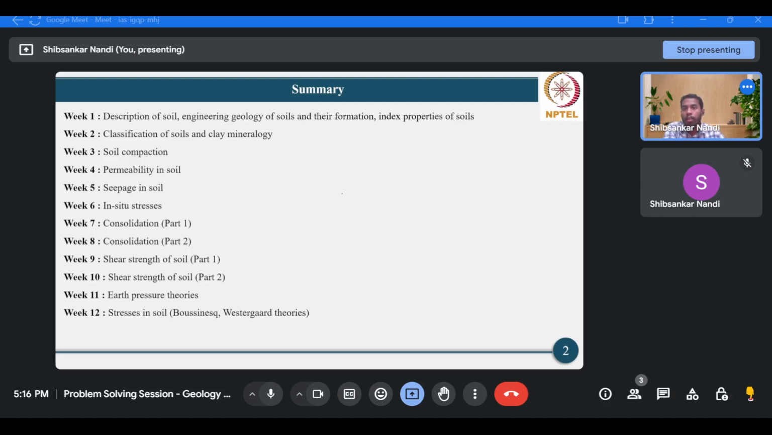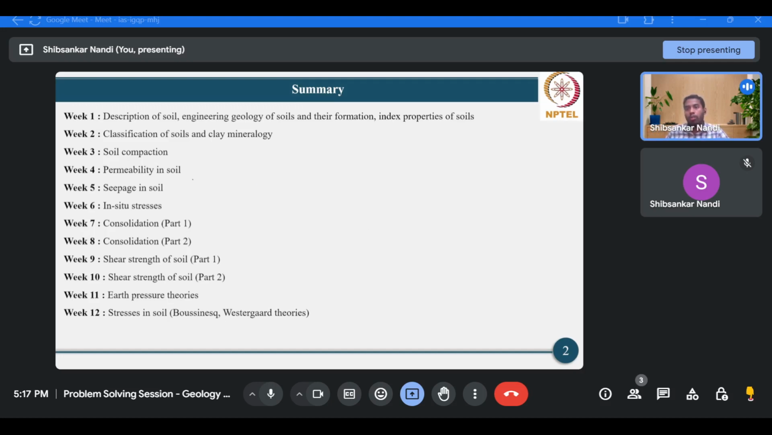Now, this hydraulic conductivity of a soil can be affected by a variety of parameters. This can be the properties of the grain size, properties of the soil particles, or properties of the permeating fluid. So please go through all these aspects, that what are the parameters which can affect the permeability in soil.